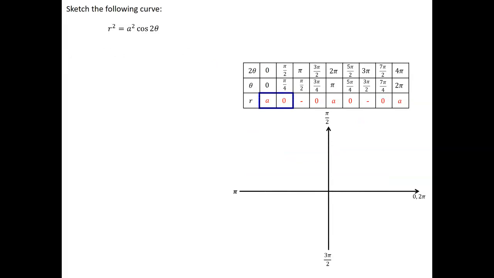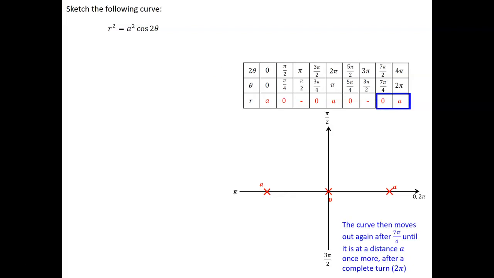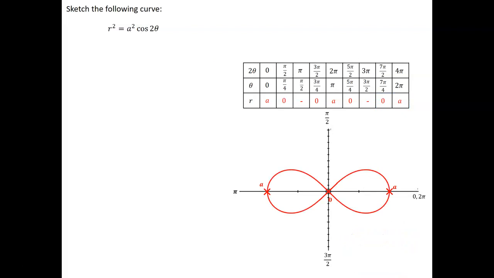So I start at a when my angle is 0, and then I move in to 0 by the time I get to π/4. Then I move out to a as I move round to π, and then I move round to 0 again, back to 0 again. And then from 7π/4 out to 2π, I move from 0 to a again. And so that gives me this shape.